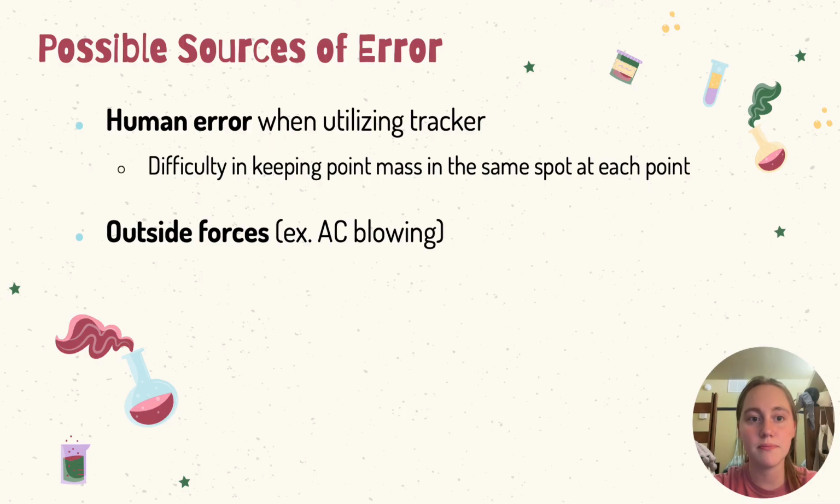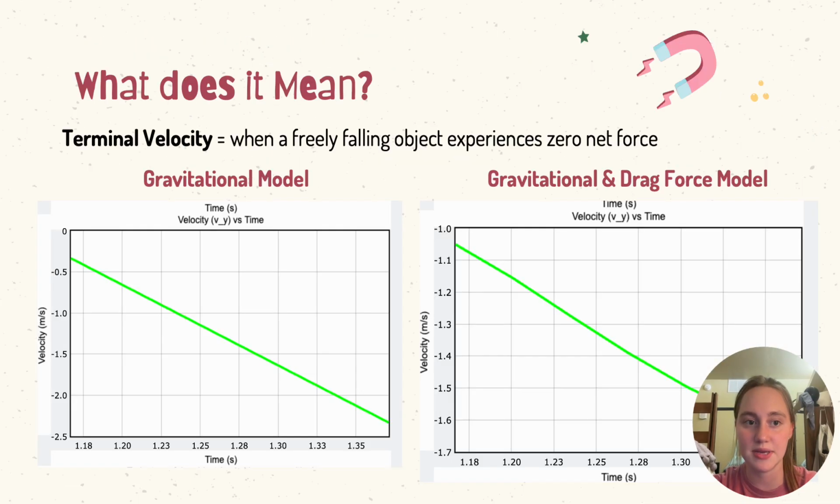There were a couple possible sources of error, including human error, as it was difficult to keep the point mass in the same place each time, and then there were outside forces such as AC.